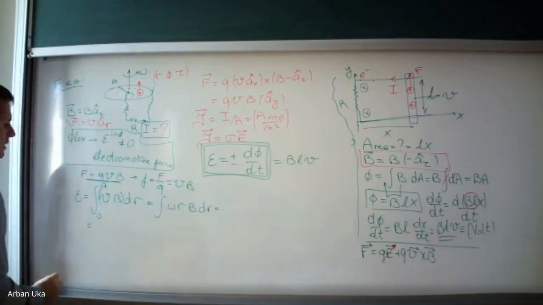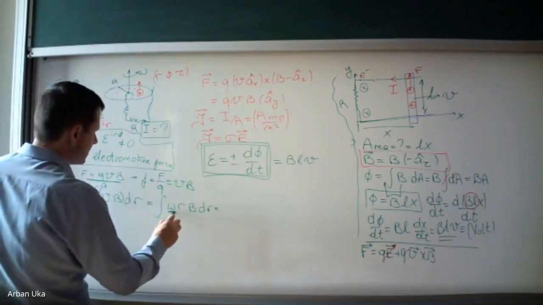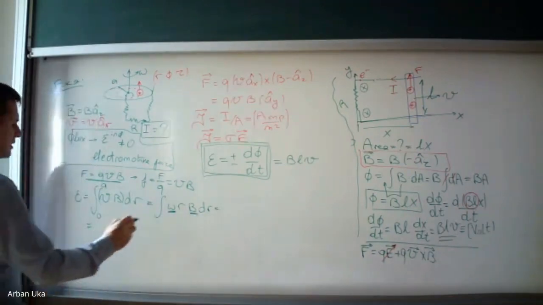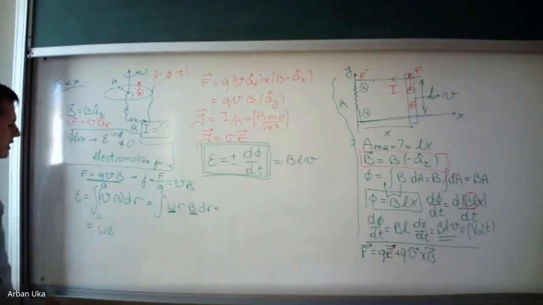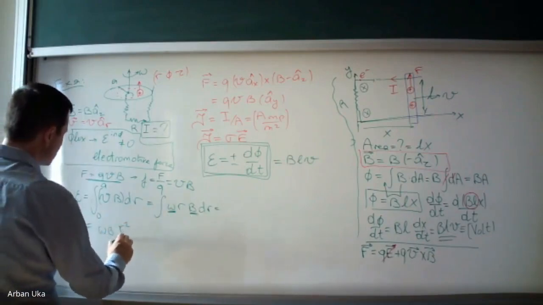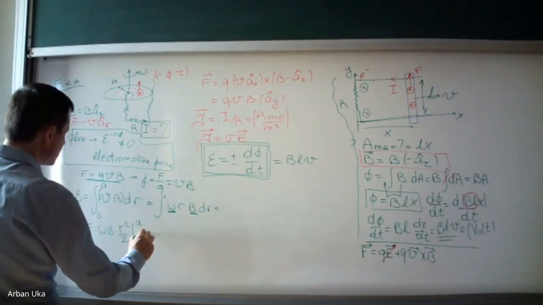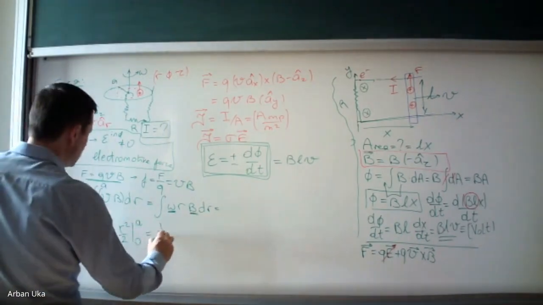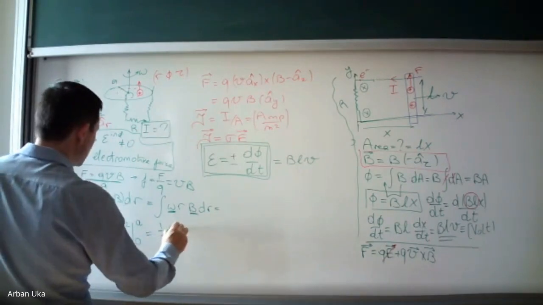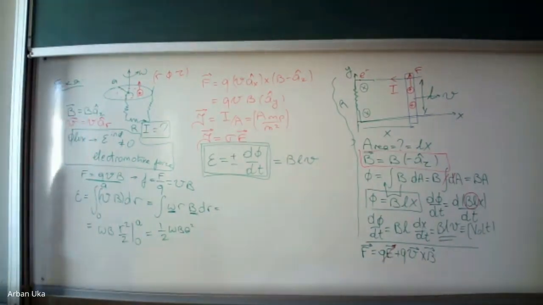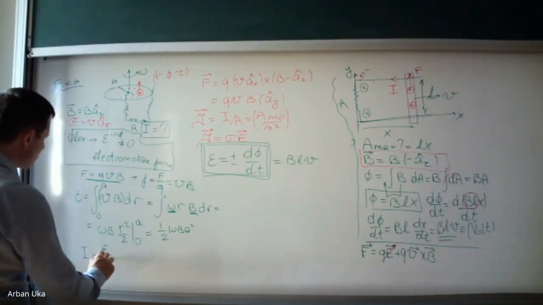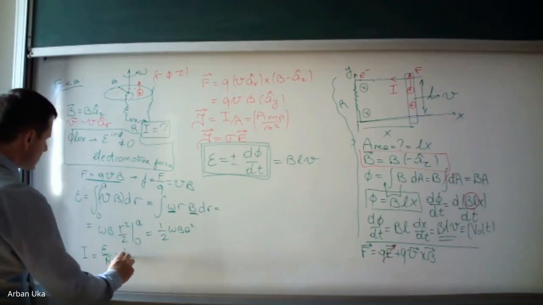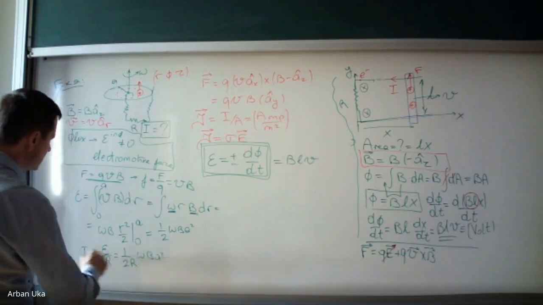This will be equal to omega, which is a constant, and B is also a constant. So this should be omega times B, integral of r dr, which is equal to r squared divided by 2, with the limits of the integral from 0 to a. So overall, we get an EMF which is 1 over 2 omega B a squared. If this is the induced voltage, then the current would be equal to the electromotive force divided by the resistance. So finally, we get 1 over 2R omega B a squared.